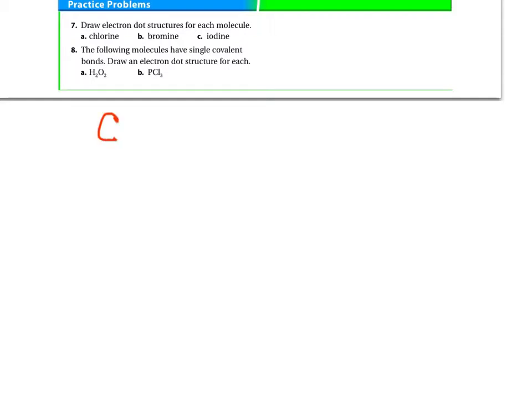Electron dot structure, the first one's pretty easy. Chlorine, 7. 1, 2, 3, 4, 5, 6, 7. Bromine, oh, guess what? 7. And iodine, 7. They all have 7.